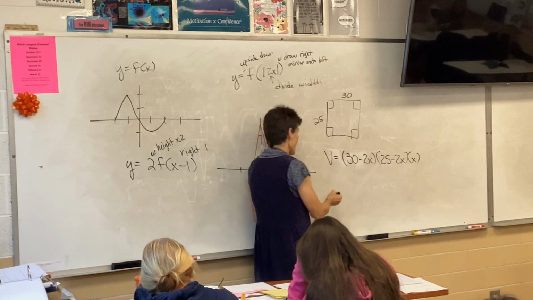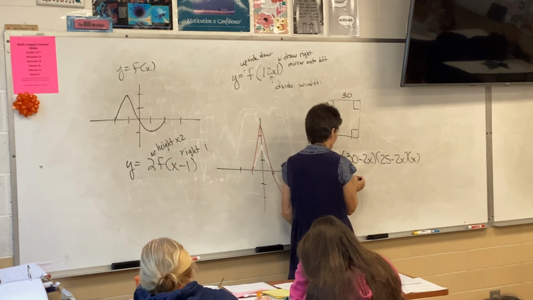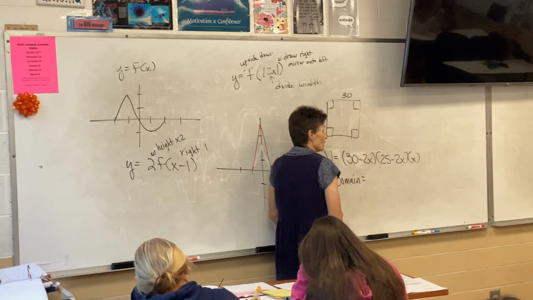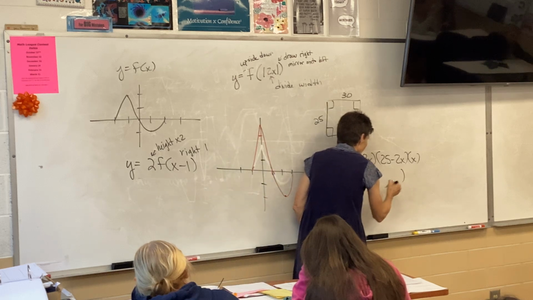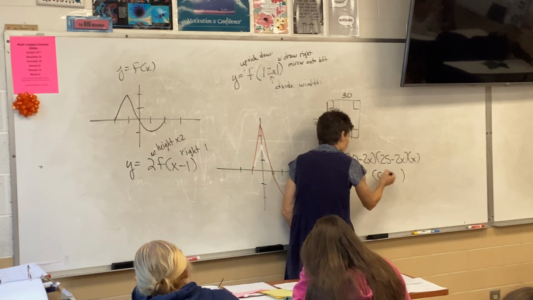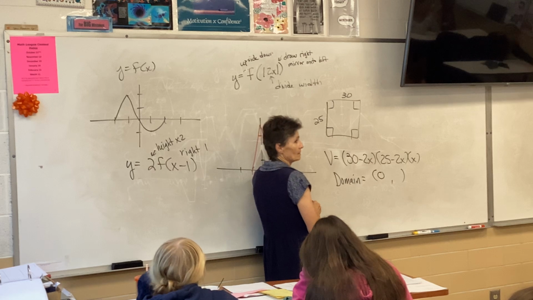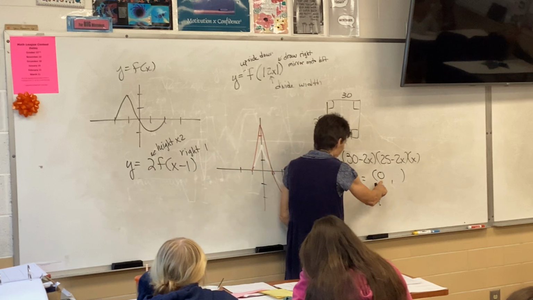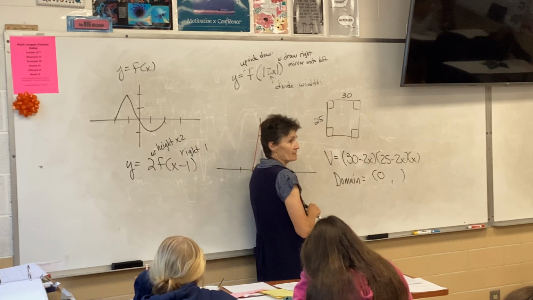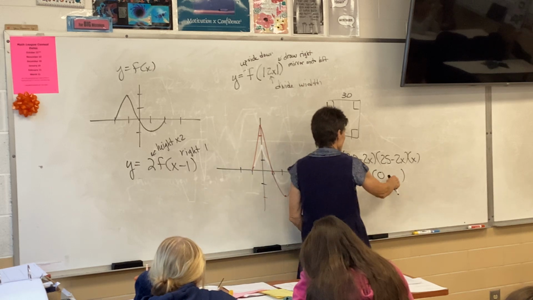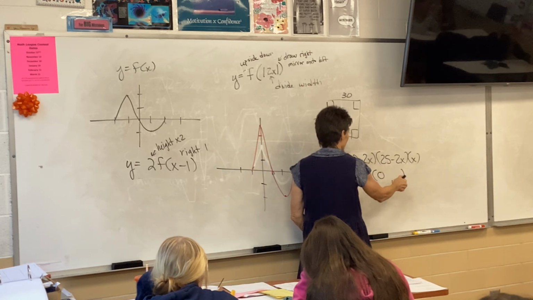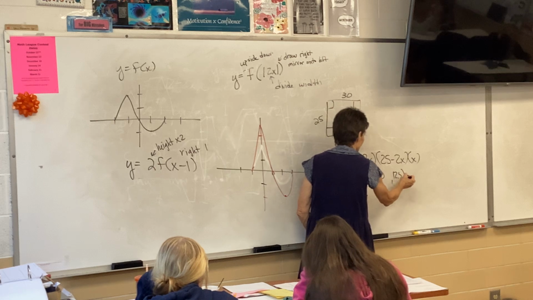Then we need the domain. And the domain will be an interval. This part of the interval is always going to be 0, and then this will be half of this one. Half, so what, 12 and a half?